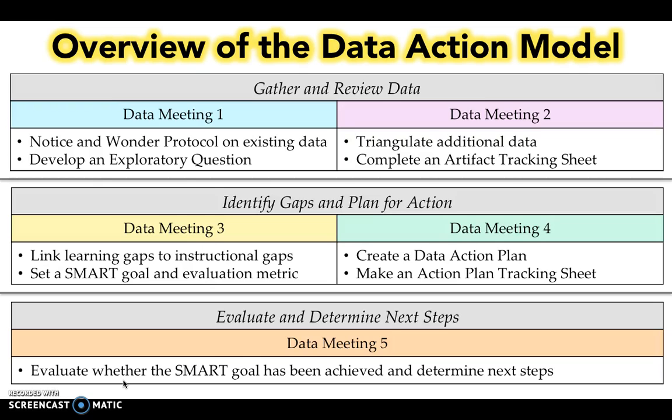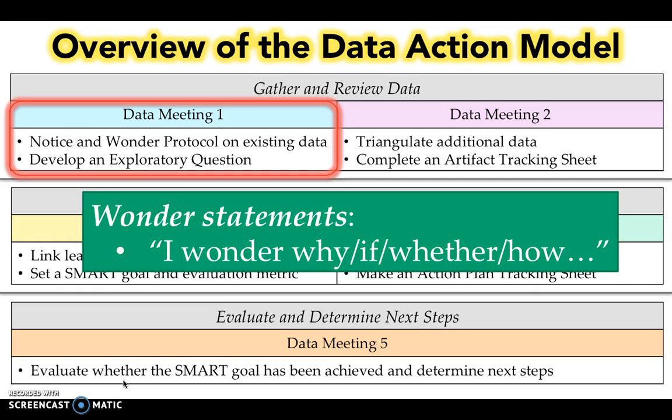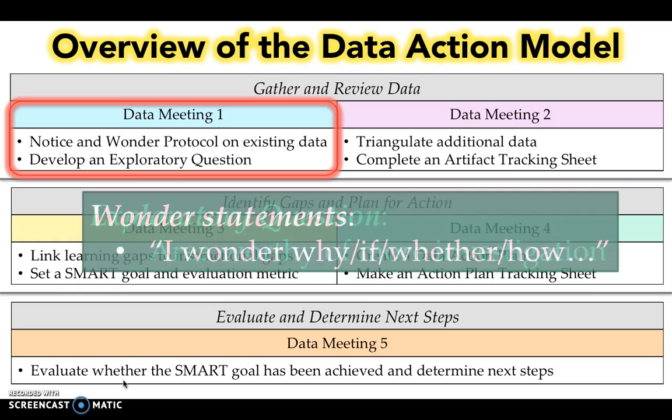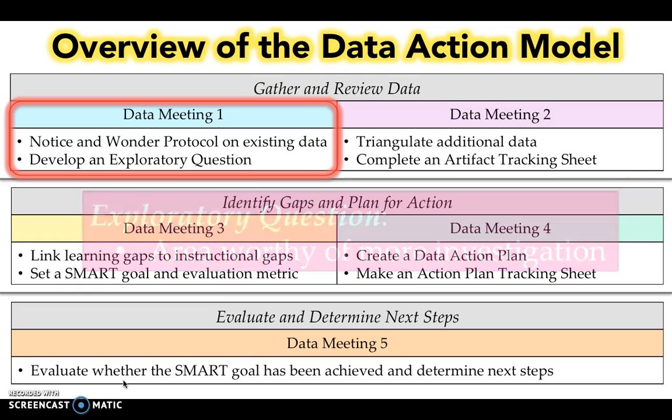The Data Action Model can be broken into 3 phases. The first is to gather and review data. Data Meeting 1 asks the PLC to present existing baseline data, which is explored via the Notice and Wonder protocol. Members sit down with the data and are asked to notice factual things in that data and then to wonder why, if, whether, how they got there. The Notice and Wonder statements are turned into an overarching exploratory question that can, as Venables explains, reveal useful information and point in the direction of identifying learning gaps.